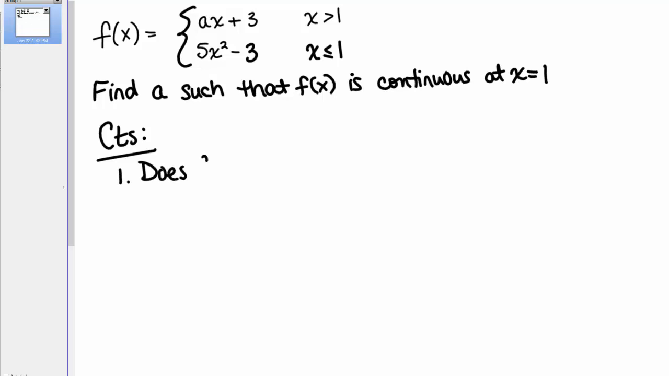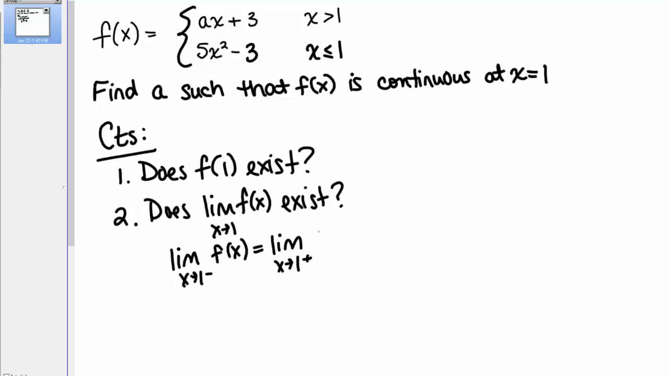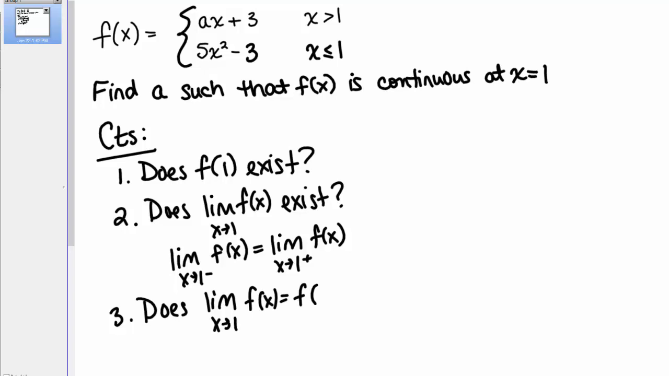1, does f of 1 exist? 2, does the limit as x goes to 1 of f of x exist? And this means we want to check the limit as x goes to 1 from the left of f of x and see if it equals the limit as x goes to 1 from the right of f of x. And then step 3, does the limit as x goes to 1 of f of x equal f of 1? So these are the things we want to check.